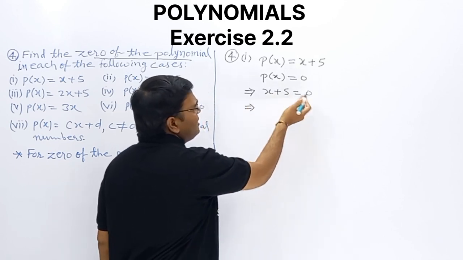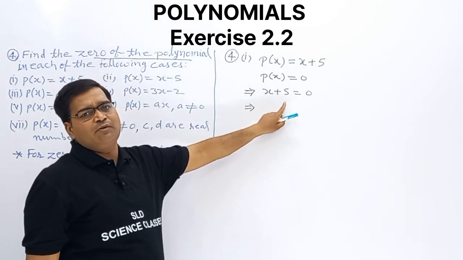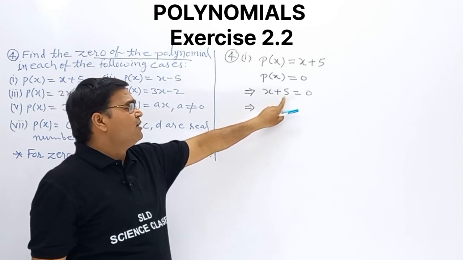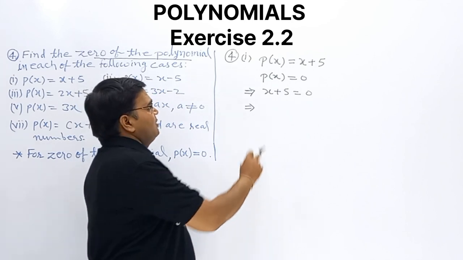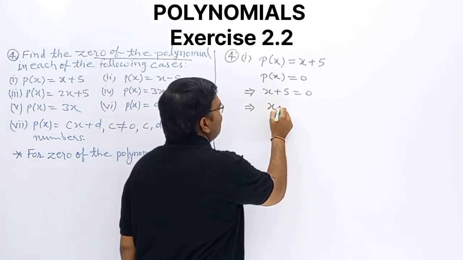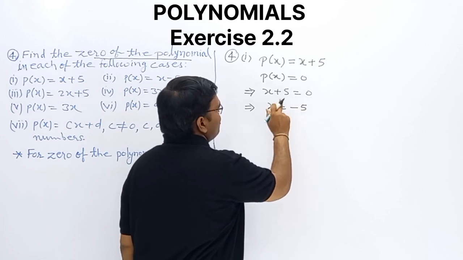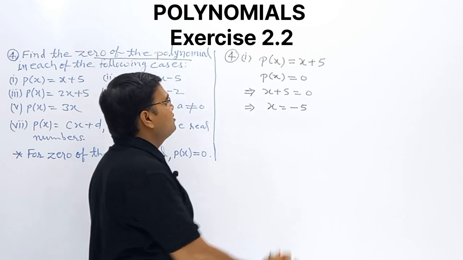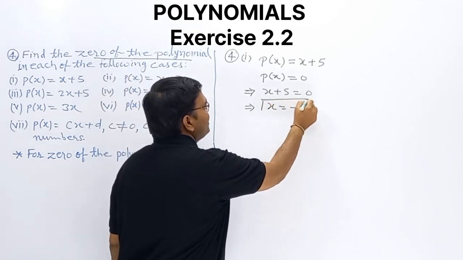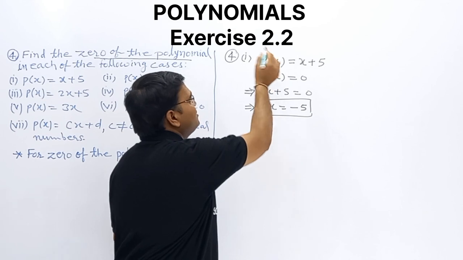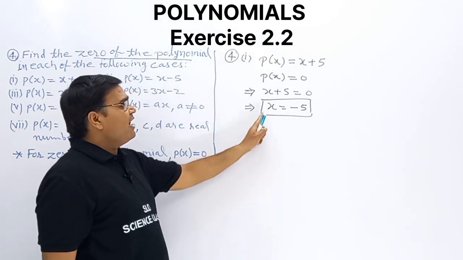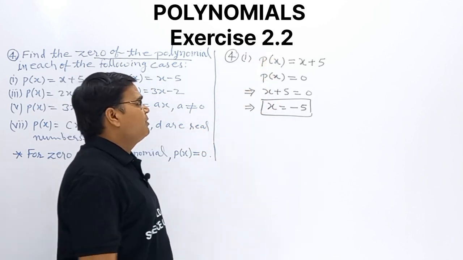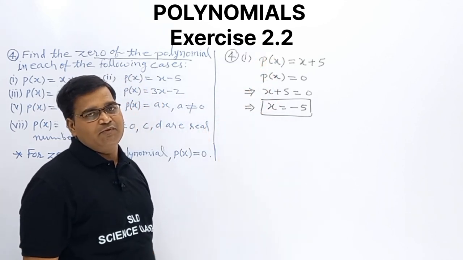Solve this. This is a linear equation, a simple equation. x is the variable, 5 is a constant. Now transpose. So x will be minus 5. Once we transpose this, the positive becomes negative. Clear? So x equal to minus 5 is the zero of this polynomial. This is the answer which we want.